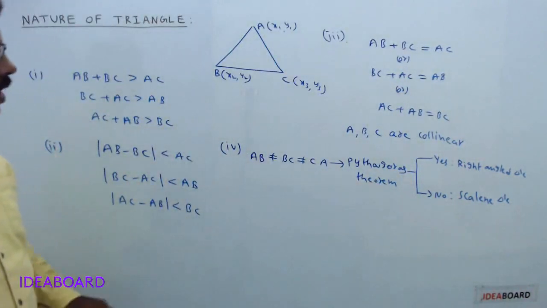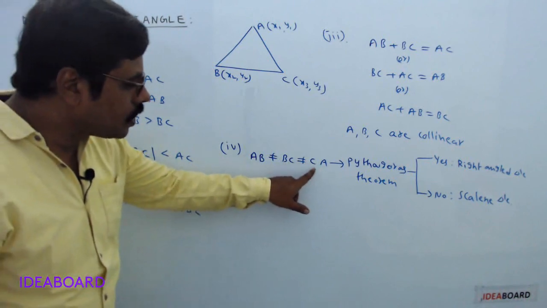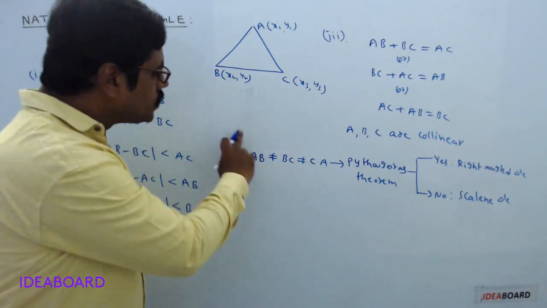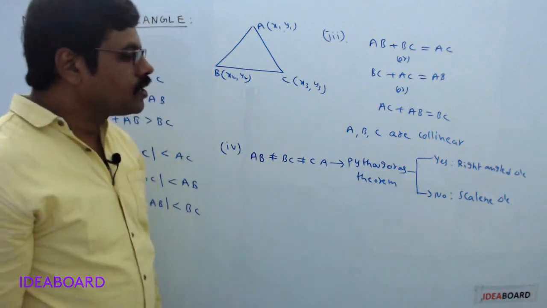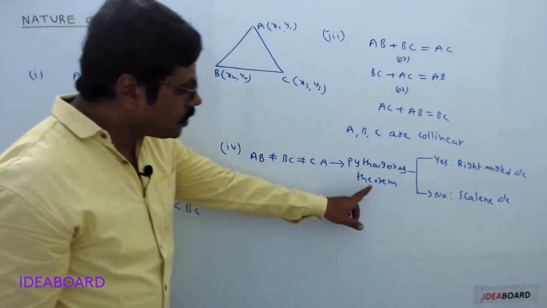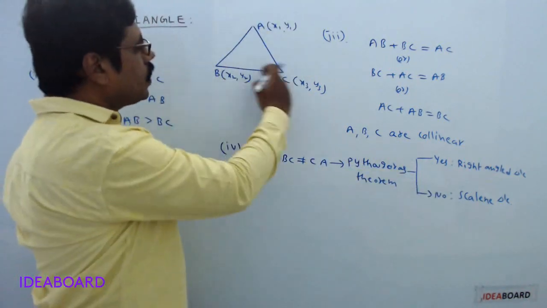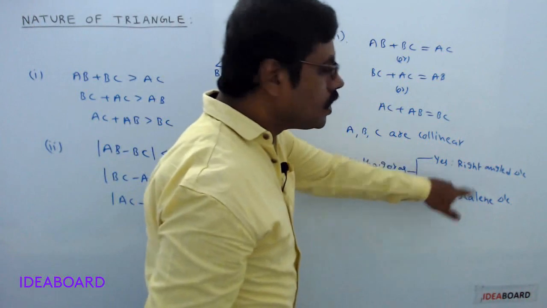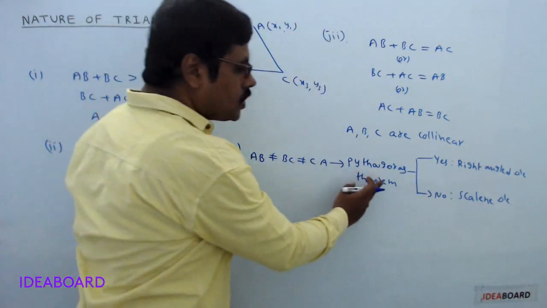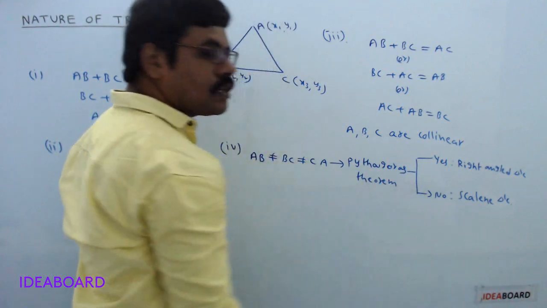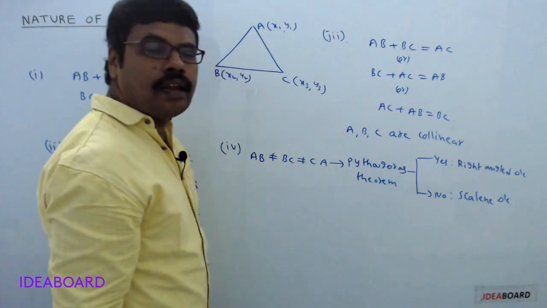Now see the condition once again. Suppose AB is not equal to BC, not equal to CA, all sides are different. In such a case, first you have to check the Pythagoras theorem condition. If the Pythagoras theorem condition is satisfied, then this triangle is said to be a right angled triangle. Suppose these three values do not satisfy the Pythagoras theorem condition, then this triangle is said to be a scalene triangle.